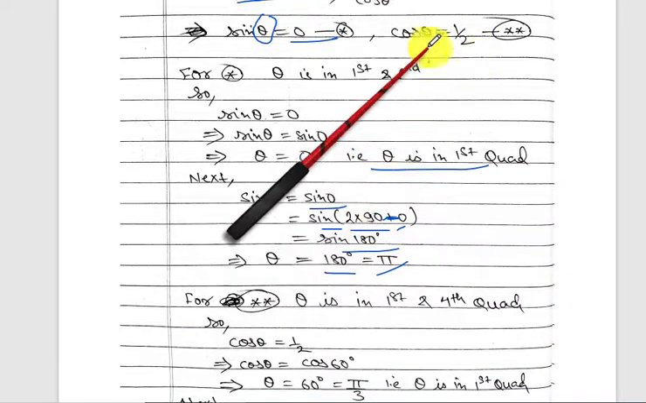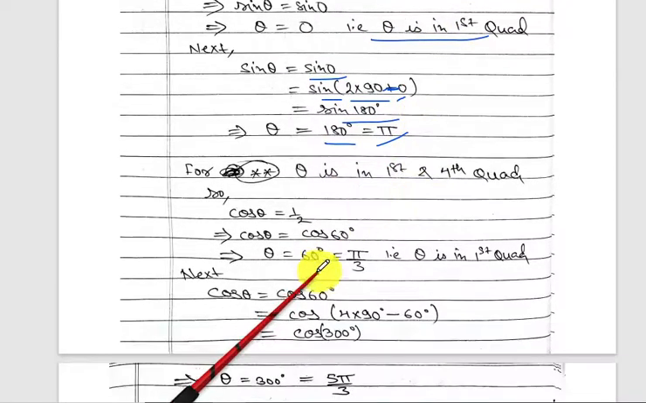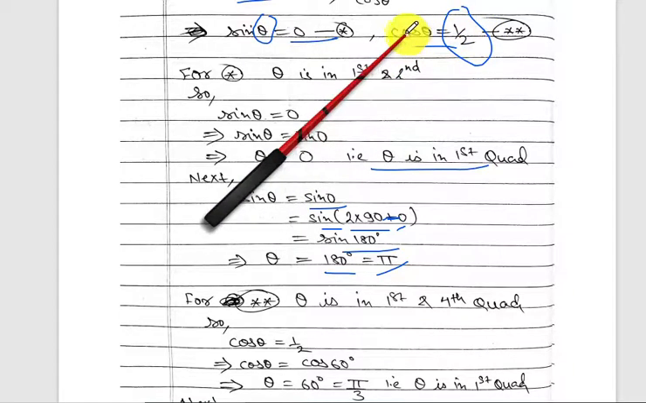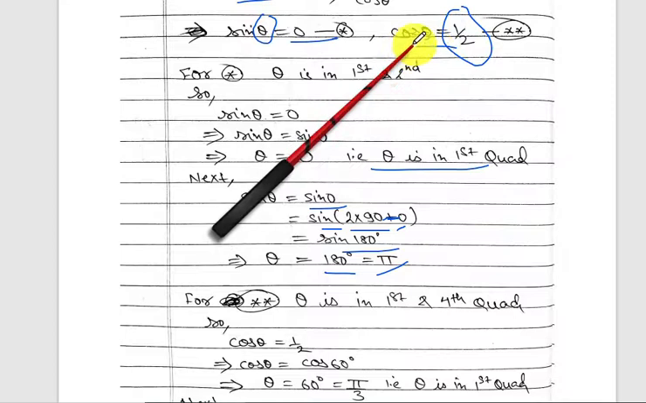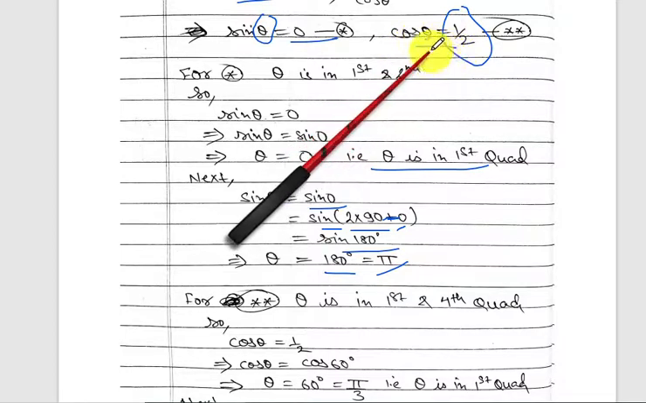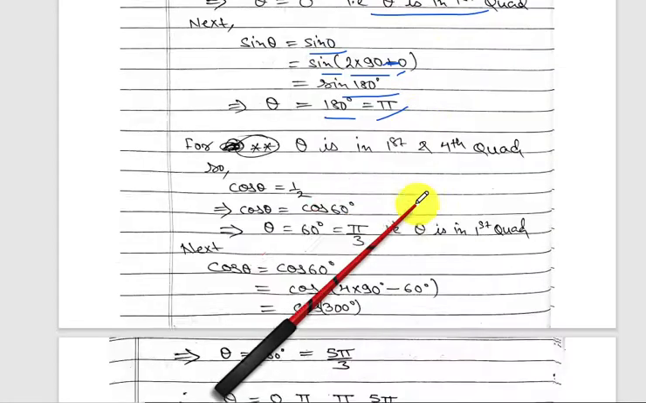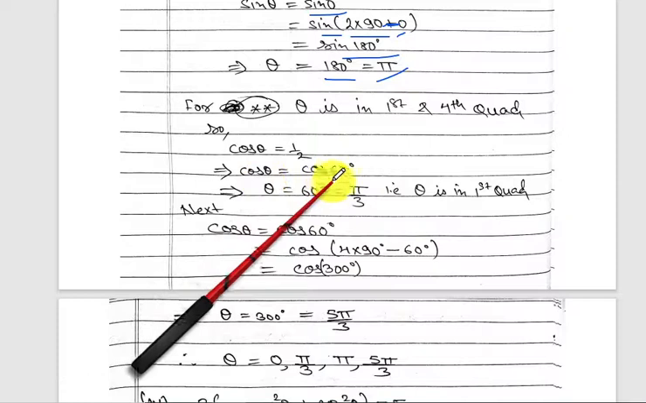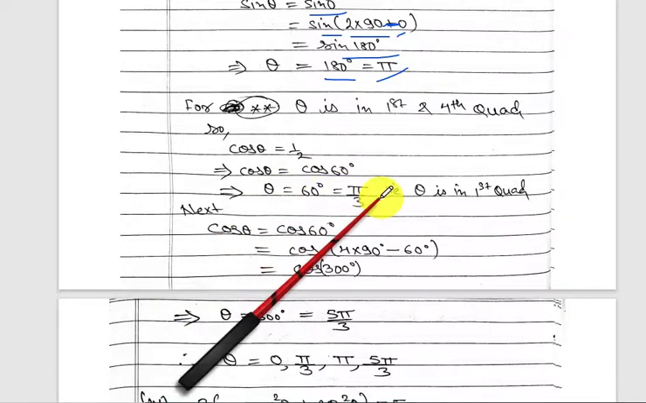And for second, cos theta equal to half. So here we are getting cos to be positive. Okay, so this theta will be in the first and the fourth, because cos is positive in first and fourth. So let us try to find out. So cos theta half means cos theta can be written cos 60. Okay, now theta equal to 60, that means pi by 3 for the first quadrant.